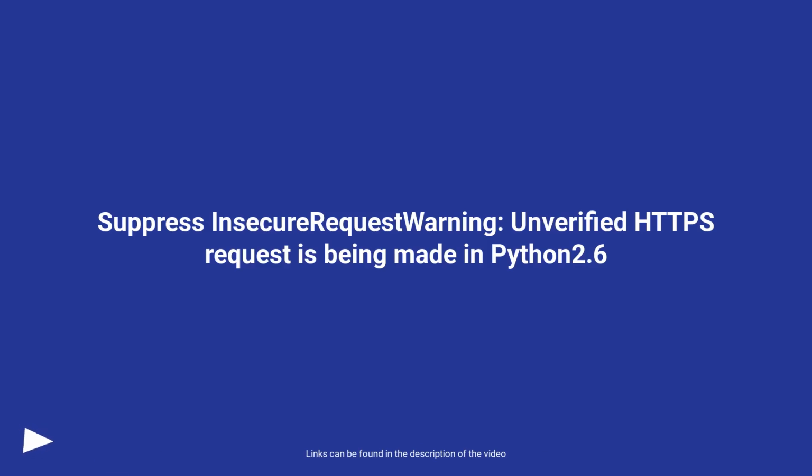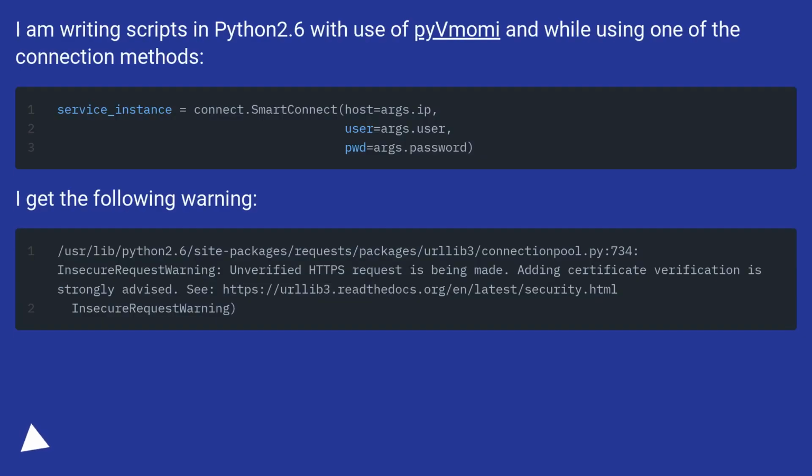Suppress InsecureRequestWarning. Unverified HTTPS request is being made in Python 2.6. I am writing scripts in Python 2.6 with use of pyvmomi, and while using one of the connection methods, I get the following warning.